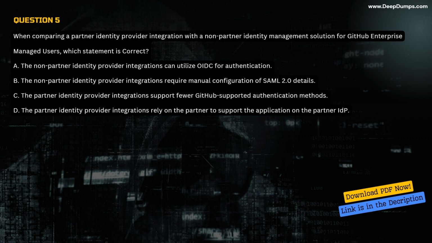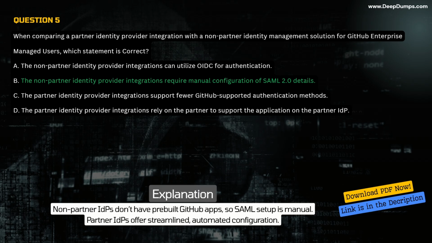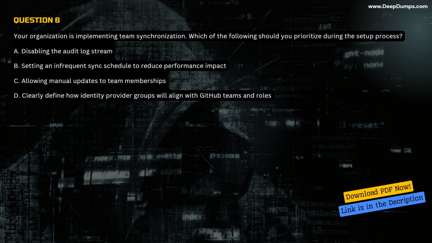Correct answer B. The non-partner identity provider integrations require manual configuration of SAML 2.0 details. Explanation. Non-partner IdPs don't have pre-built GitHub apps, so SAML setup is manual. Partner IdPs offer streamlined, automated configuration. Question 6. Your organization is implementing team synchronization. Which of the following should you prioritize during the setup process?